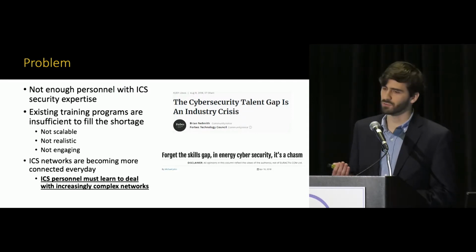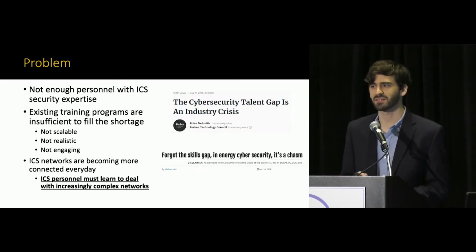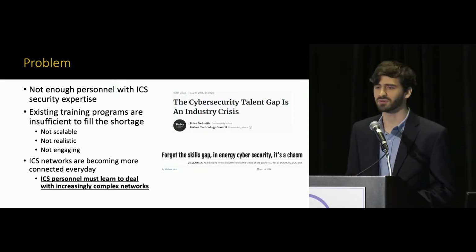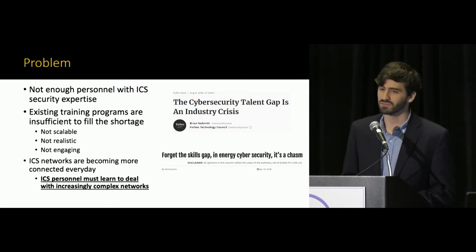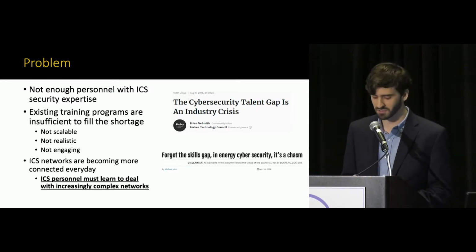And finally, these networks are becoming more connected every day. The problem's not going to get any easier, it's only going to get harder. So ICS personnel must learn to deal with these increasingly complex networks.